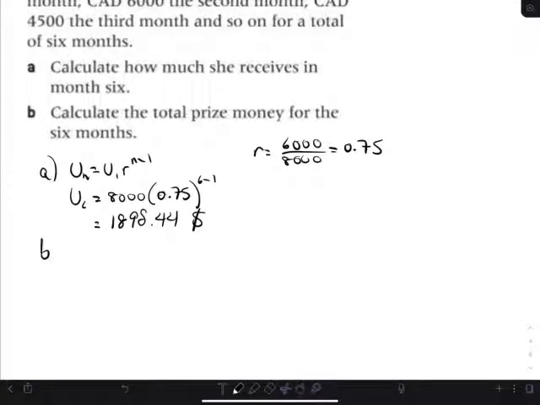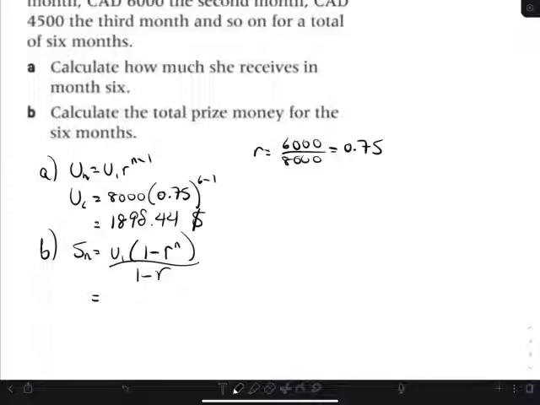There's a second part to this. Calculate the total prize money for the 6 months. So then you're using this one, right? Right. So that'll be U1, R to the N minus 1. Now, in this case, I'm going to use that second form, 1 minus R to the N, divided by 1 minus R. It'll come out to be the same. It's just that this one you avoid negatives a little bit.